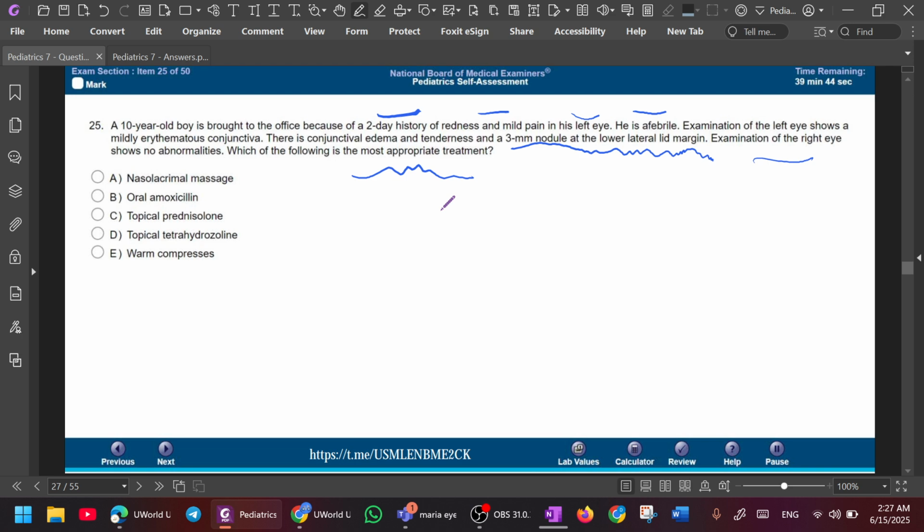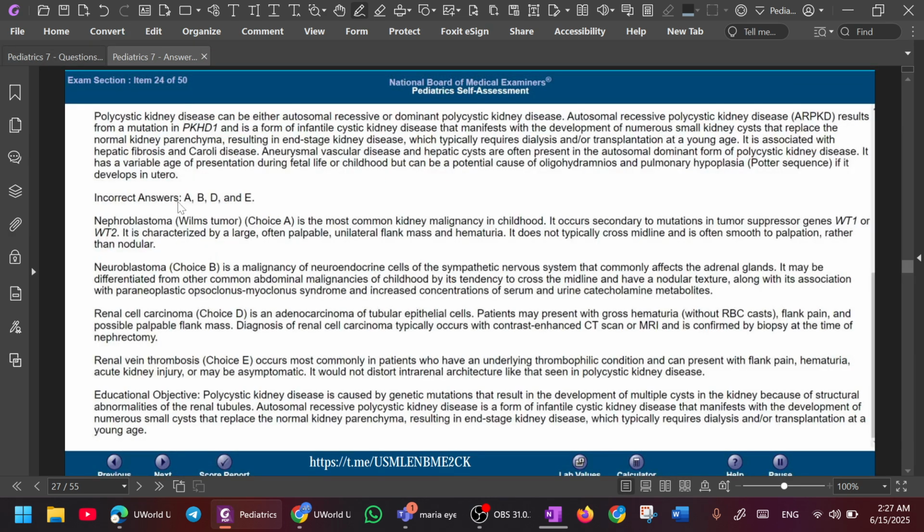The lateral margin. Is it a stye? Guess. Ready? Yes.